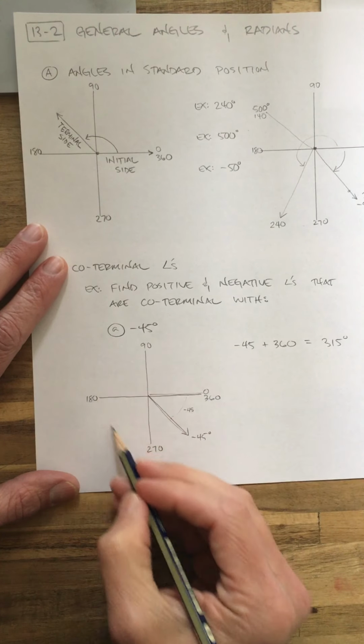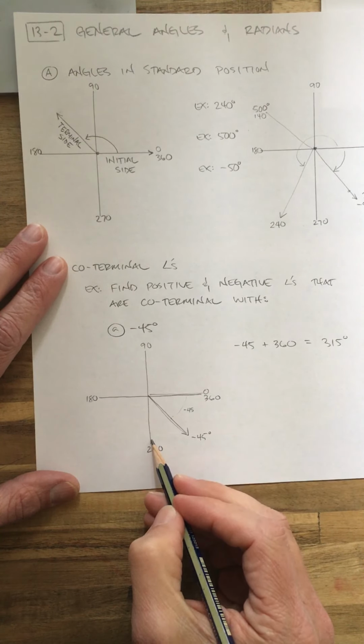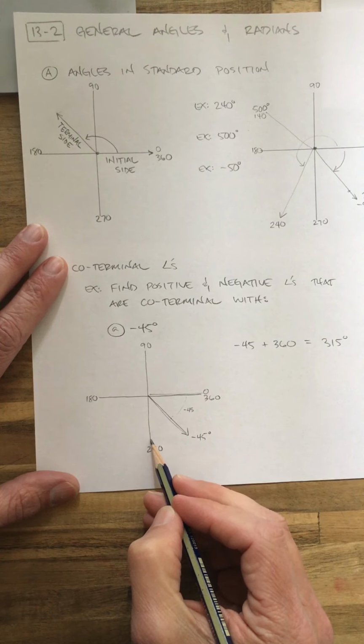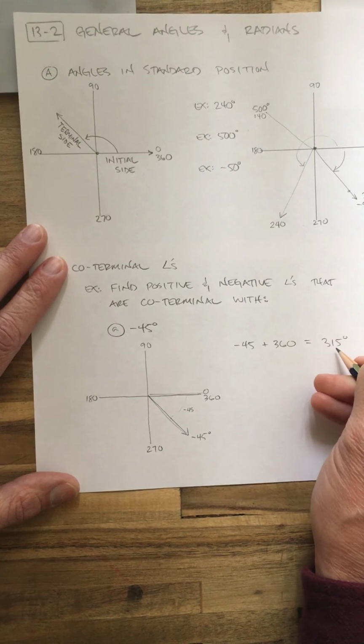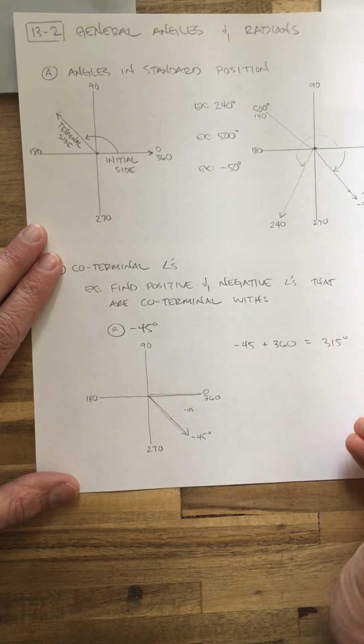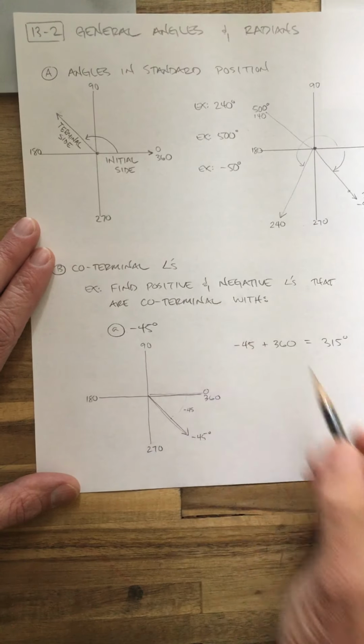Yep. So right here, there's 270, and 270 plus 45 more gives you 315. So there's one coterminal angle, 315. We also need a negative one. It says find a positive and negative.